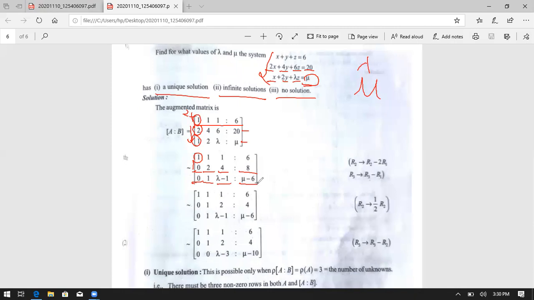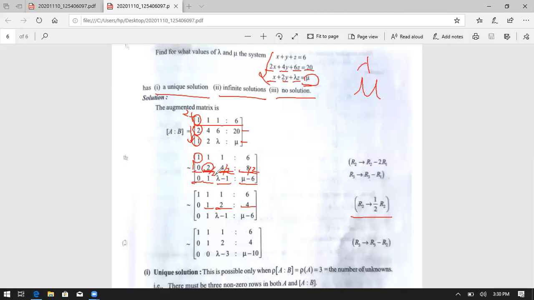Next step, go to R2. Here 2 is there, I want 1 here. That's why R2 is equal to 1 by 2 R2. Here 2 is there, here 4 is there, here 8 is there. All are divisible by 2. That's why 1 by 2 means 2 divided by 2 is 1, then 4 divided by 2 is 2, then 8 divided by 2 is 4. Means this divide 2, this divide 2, and this divide 2.